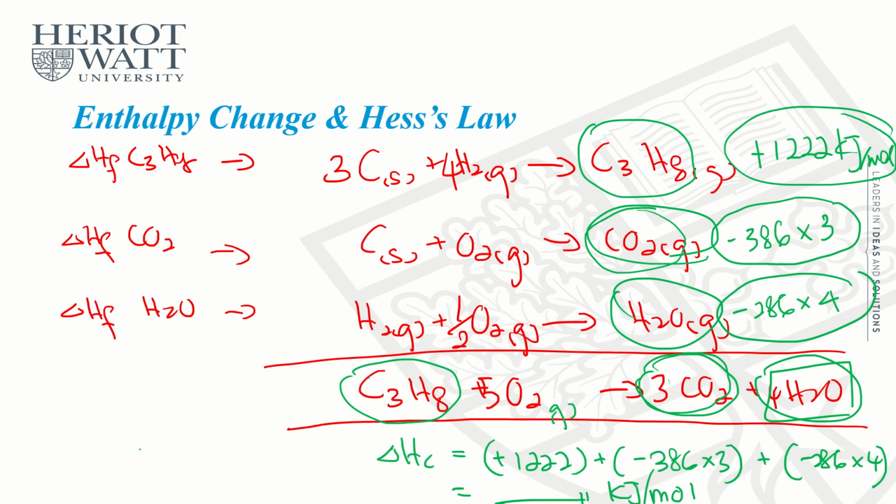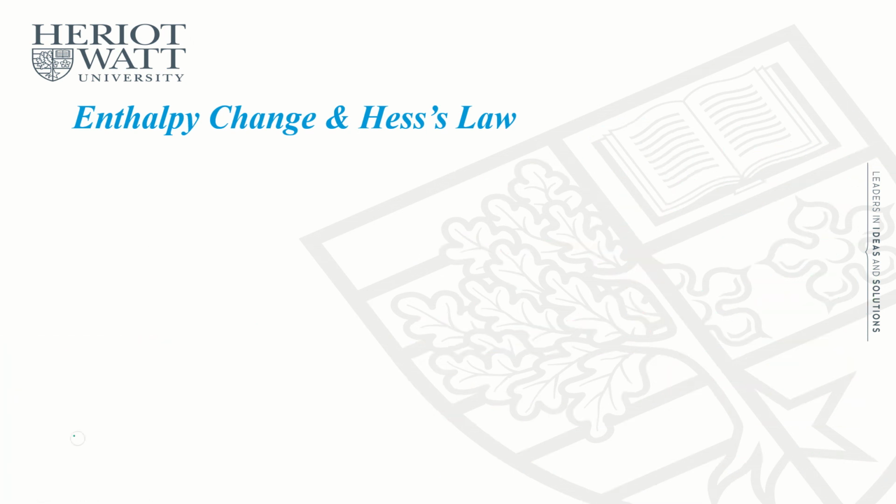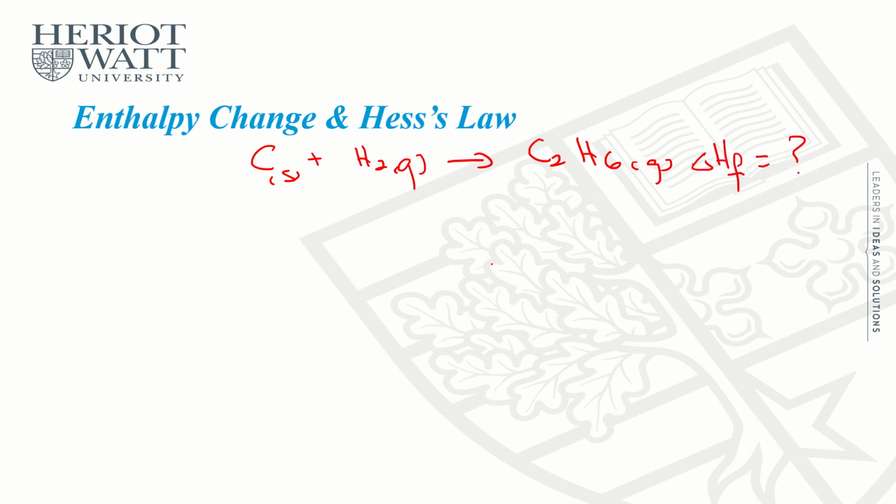All right, so let's give you another example. Maybe this is a bit confusing for the first time. Let's say we have carbon plus hydrogen, given as solid, change into C2H6, let's say, for example, gas. So what is the enthalpy change of formation for these equations?